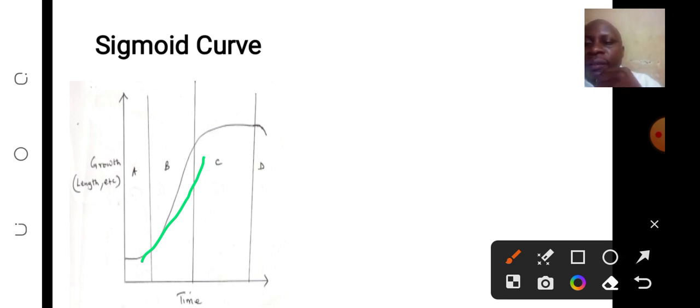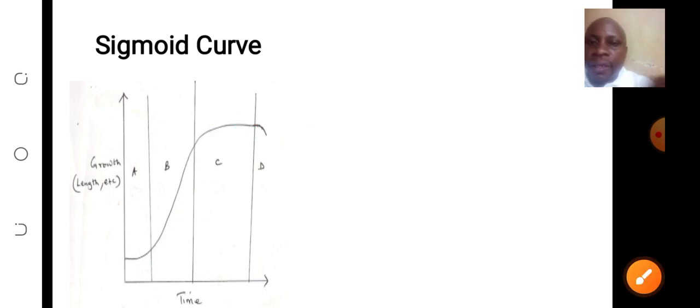What about C? At C, there is a slower growth rate. And then at D, actually the growth has stopped. In some cases, it will even start dropping again. But in most cases, it remains flat like that. Is it clear? Now, what is the name given to these particular phases of the sigmoid curve? Zone A, we call it the lag phase, L-A-G. Okay? Zone B, we call it log phase or exponential phase. C, we call it decelerating phase. Whereas D is plateau or stationary phase.